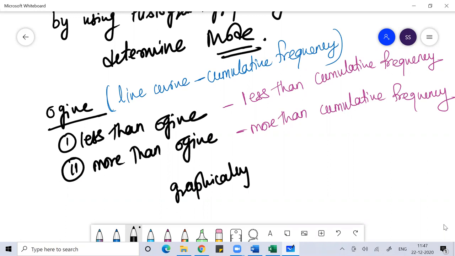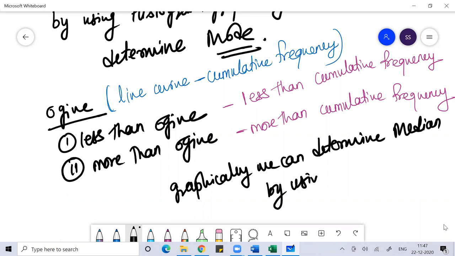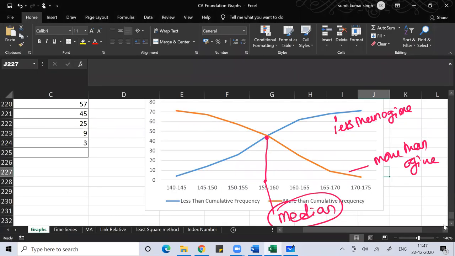We can determine median graphically. We can determine median by using OGF. OGF are of two types, less than OGF and more than OGF. So graphically we can determine median by using OGF. The point of intersection of less than OGF with more than OGF will give us the median.